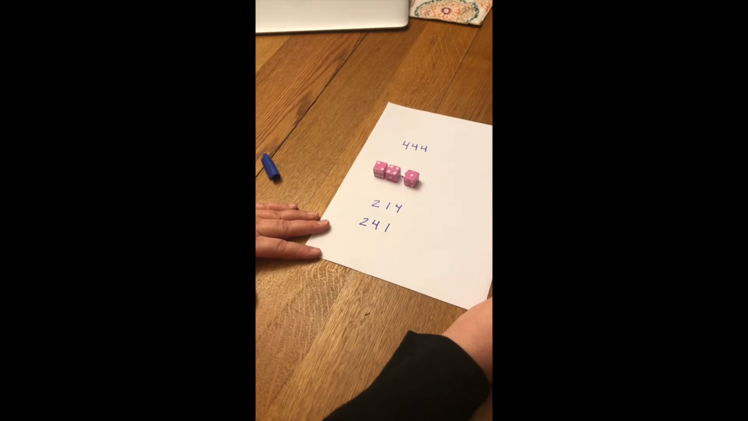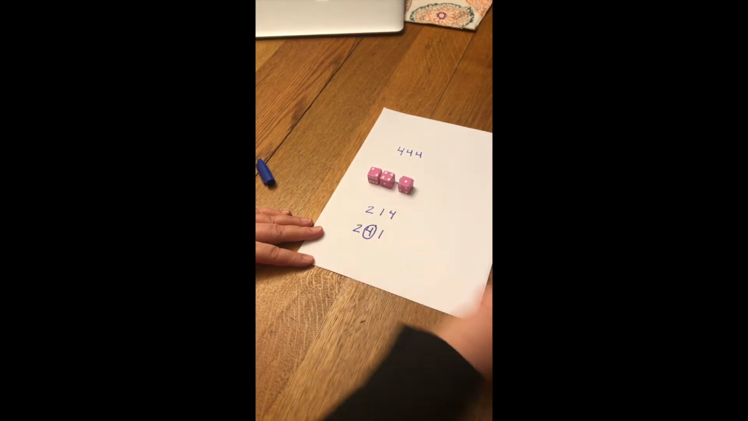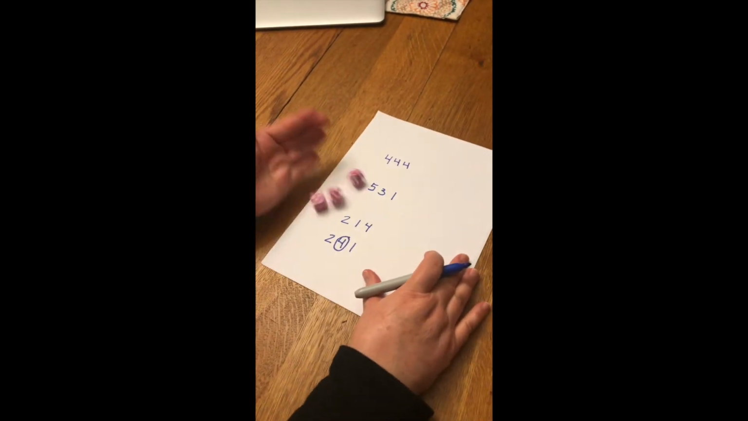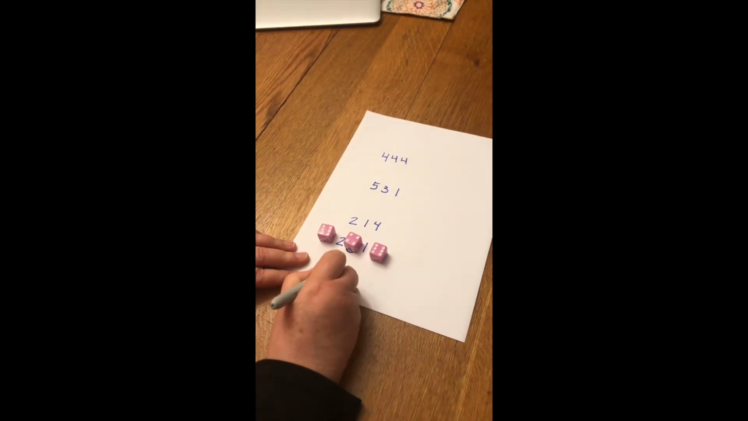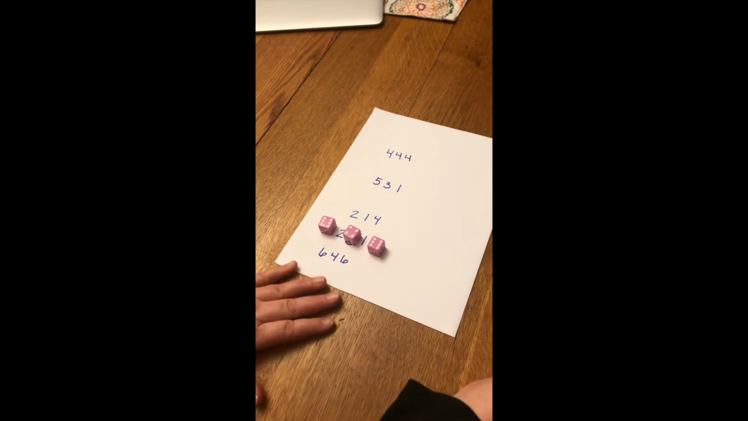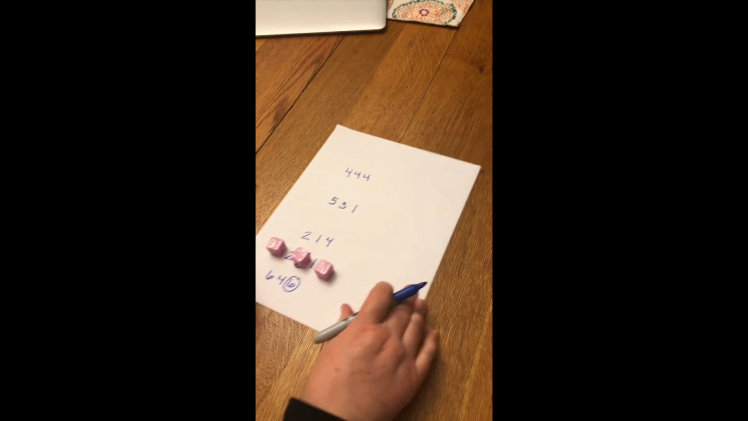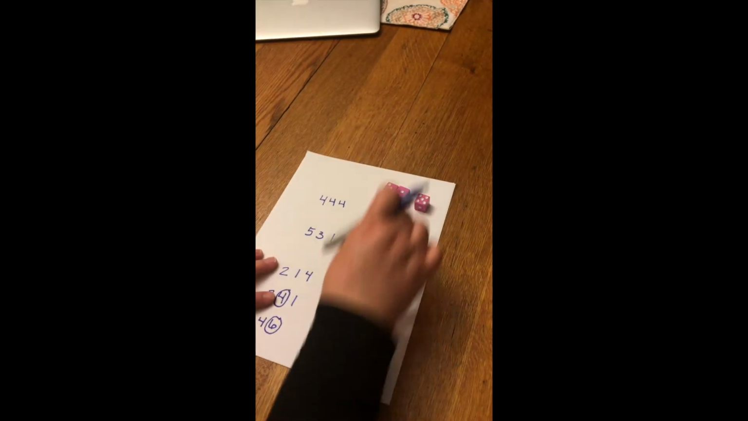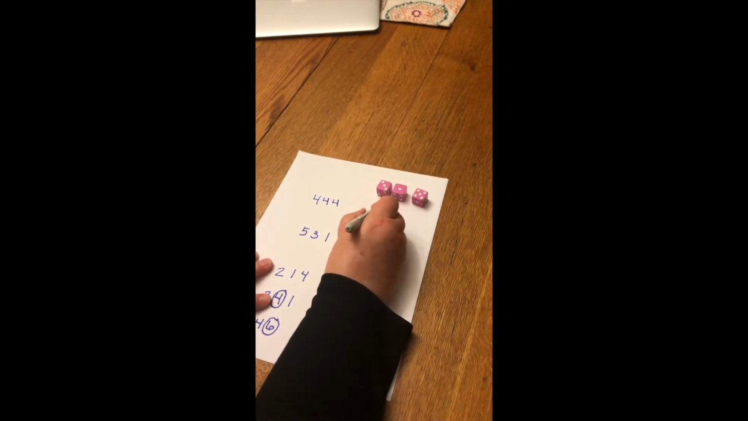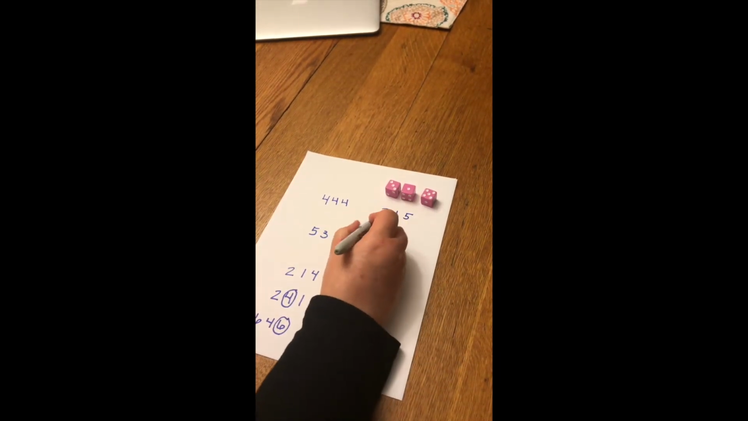Now I'm going to circle the number that is in the tens place. I'll roll my dice again. This time I have the number 646. I'm going to circle the number that's in the ones place. My three dice here are going to make the number 315. This time I'm going to write the expanded form for the number.